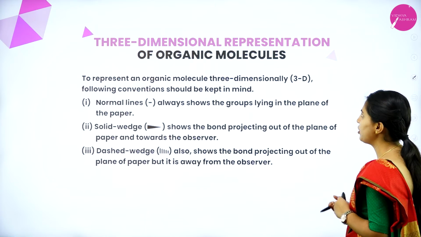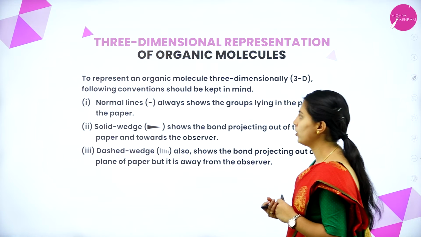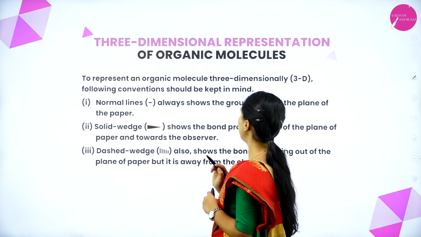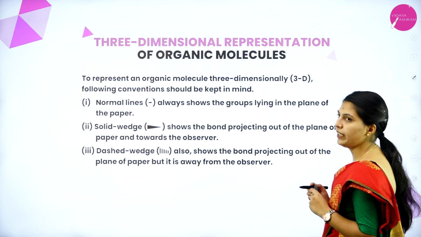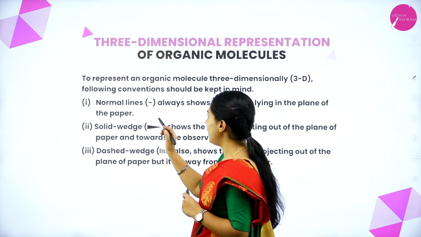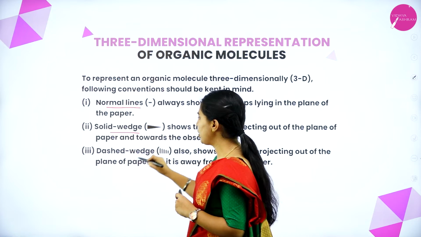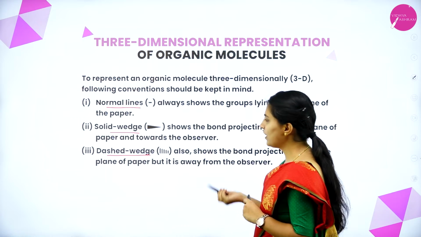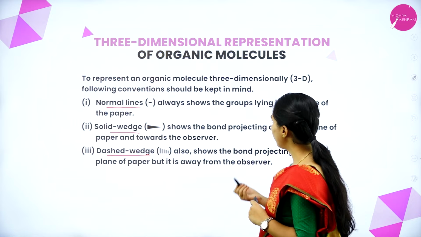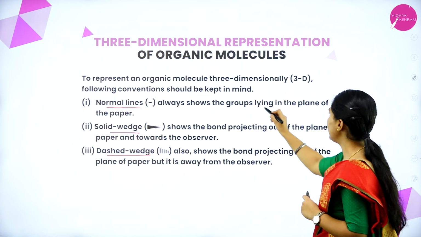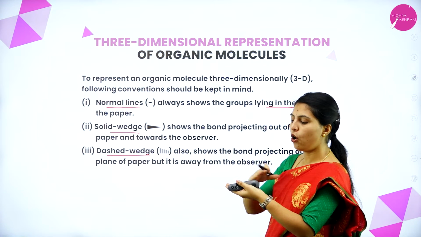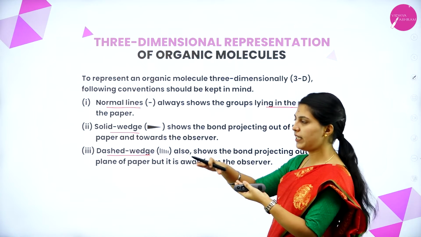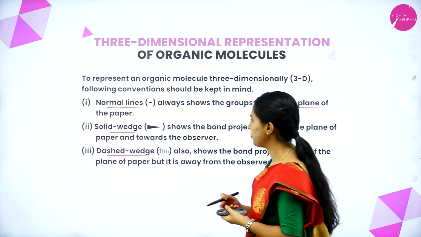This is a 3-dimensional representation of organic molecules. To represent an organic molecule 3-dimensionally, the following conventions should be kept in mind. What are those? Normal lines, solid wedge and dashed wedge. What do normal lines show? They always show the groups lying in the plane of the paper. If it is a plane, all the elements or groups will be on the same plane.